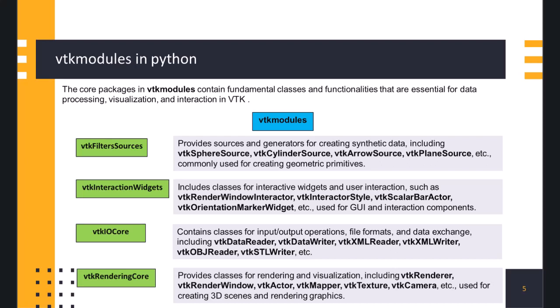VTK I/O Core provides core functionality for input and output operations, including reading and writing data in various file formats. VTK Rendering Core provides core functionalities for rendering 2D and 3D graphics. It includes classes and functionalities essential for creating and manipulating scenes, rendering geometry, applying shaders, managing lights and cameras, and handling mouse-based events.